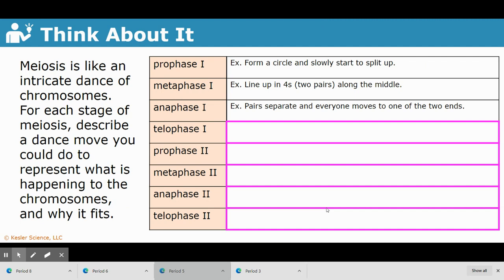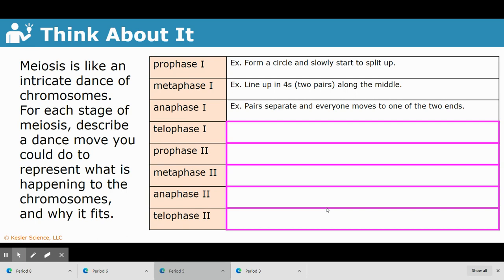Okay, so meiosis is like an intricate dance of chromosomes. For each stage of meiosis, describe a dance move you could do to represent what is happening to the chromosomes and why it fits. So you can see the examples here. Prophase 1, they form a circle, slowly start to split up. Metaphase 1, they line up in fours or two pairs along the middle. Anaphase 1, the pairs separate, everyone moves to the two ends.